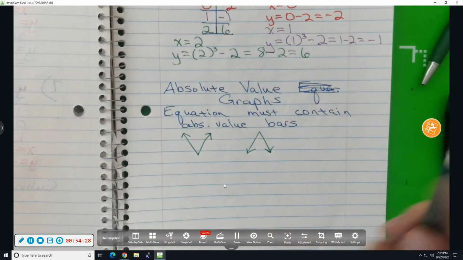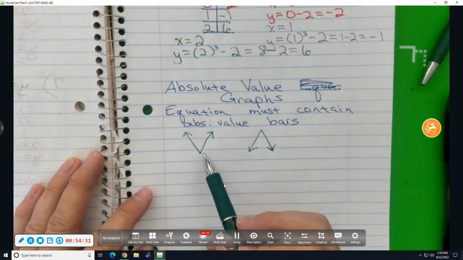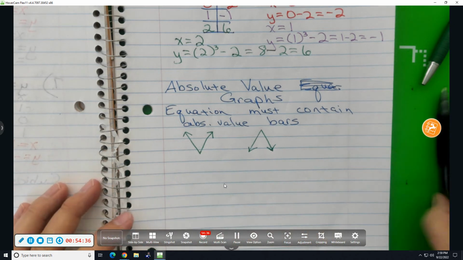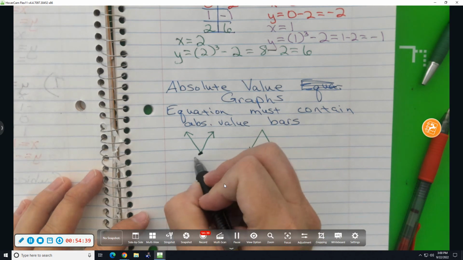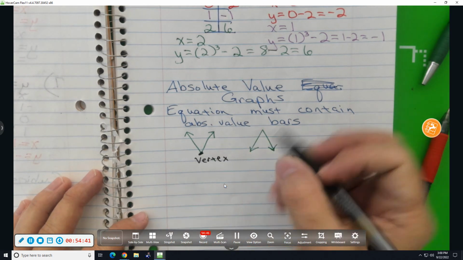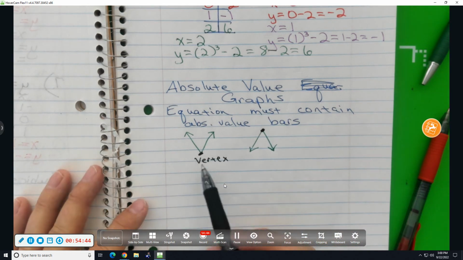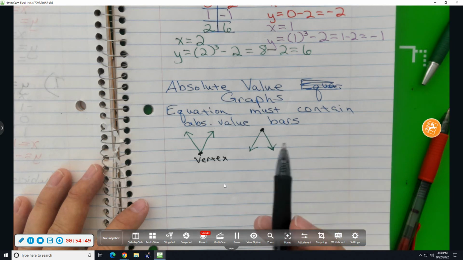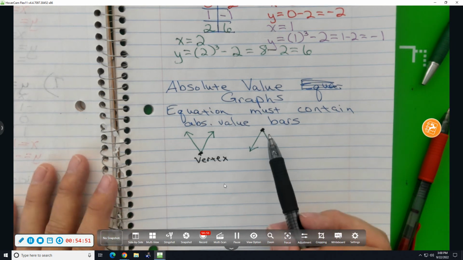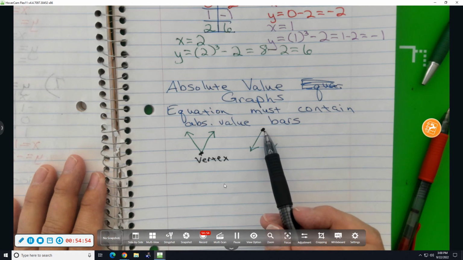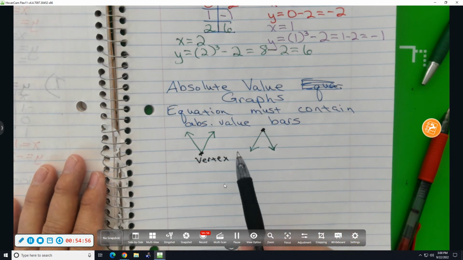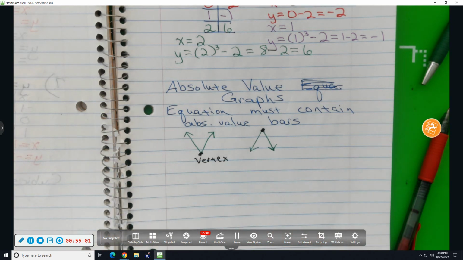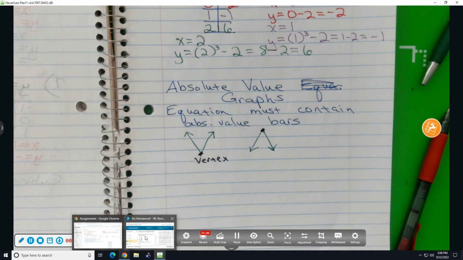So, for an absolute value, that point where the graph changes directions is called the vertex. So the vertex will either be the low point on the graph or the high point on the graph. To determine the x value where the vertex occurs, you have to set the stuff inside the absolute value bars equal to 0.